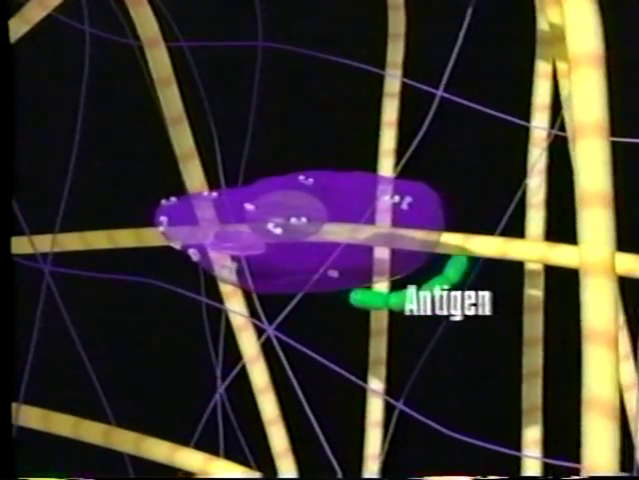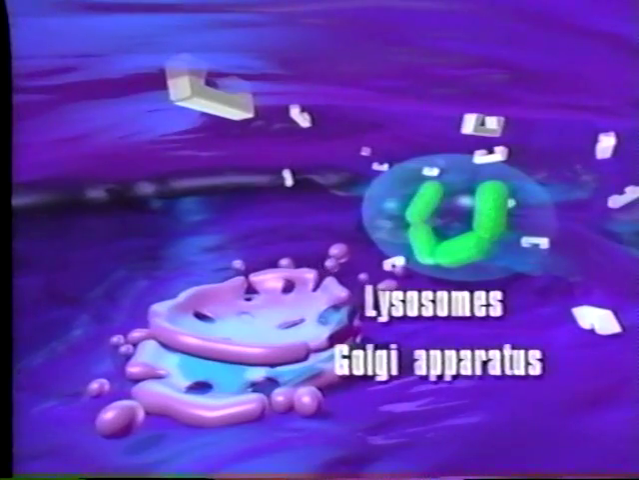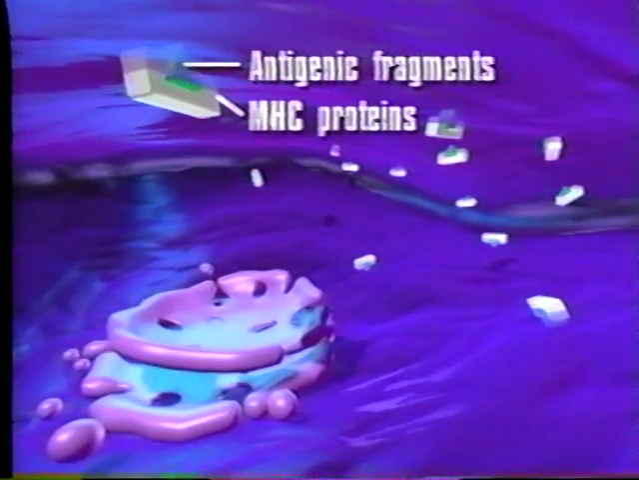During the cell-mediated response, a macrophage or other antigen-presenting cell is the first to detect an invader. The macrophage recognizes the antigen as foreign and engulfs it. Lysosomes break down the antigen. Antigenic fragments are displayed on the macrophage cell membrane bound to MHC proteins.